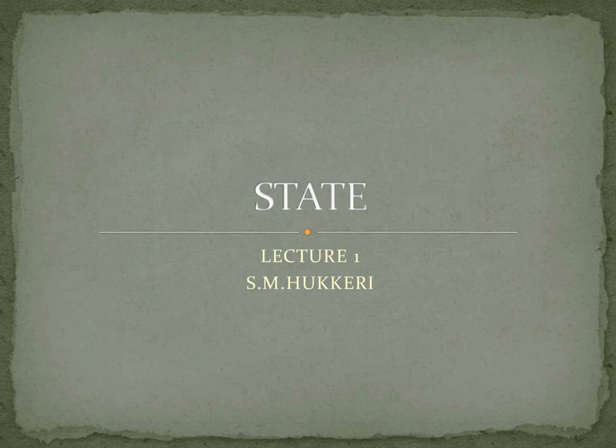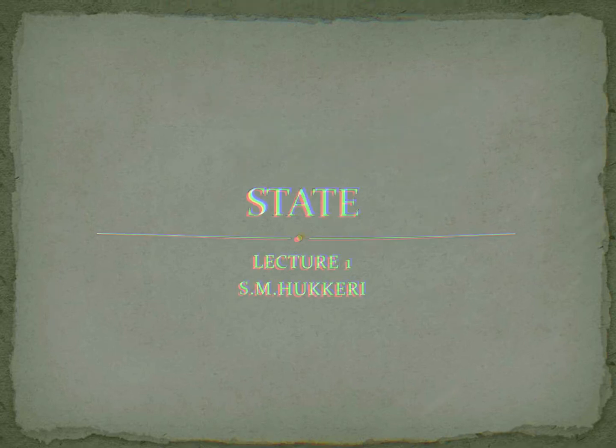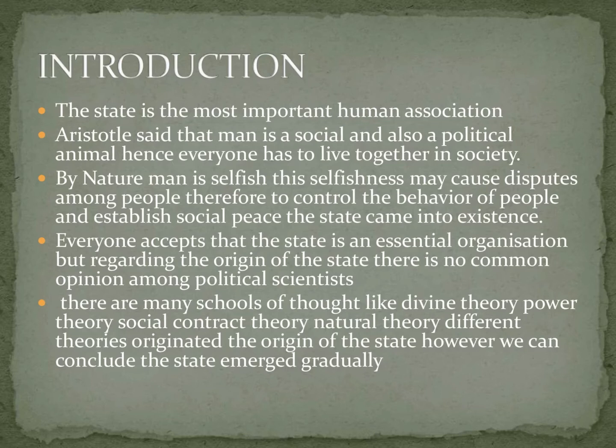First of all, we'll come to know the meaning of the state. The state is the most important human association. It is the highest human association. Compared to any other association, it plays a very important role. The father of political science, Aristotle, said that man is a social animal and also a political animal. Hence, being a social animal, he can't live in isolation. He has to depend upon the state for various requirements, needs or desires.